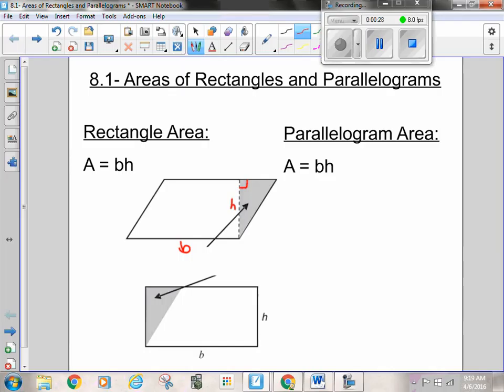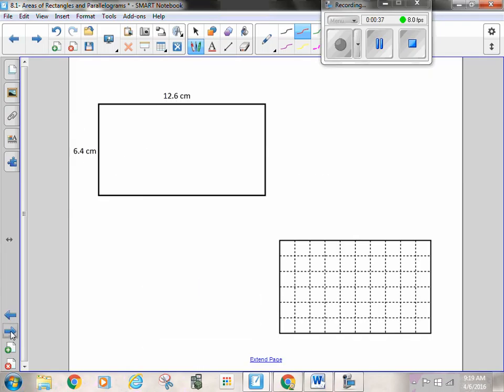These are the same formula because if you take this shaded triangle and move it to there, you see that they are both rectangles. Okay, so let's do this example. Here's a rectangle. We're just going to take base times height and punch that into our calculator. And we end up with 80.64. Our label is centimeters squared here.